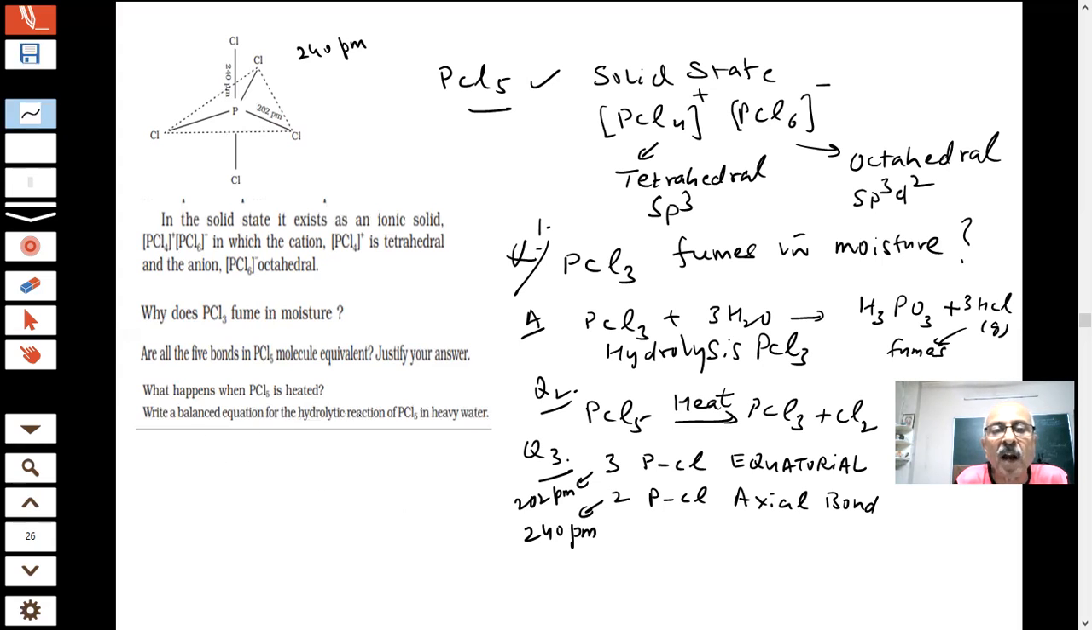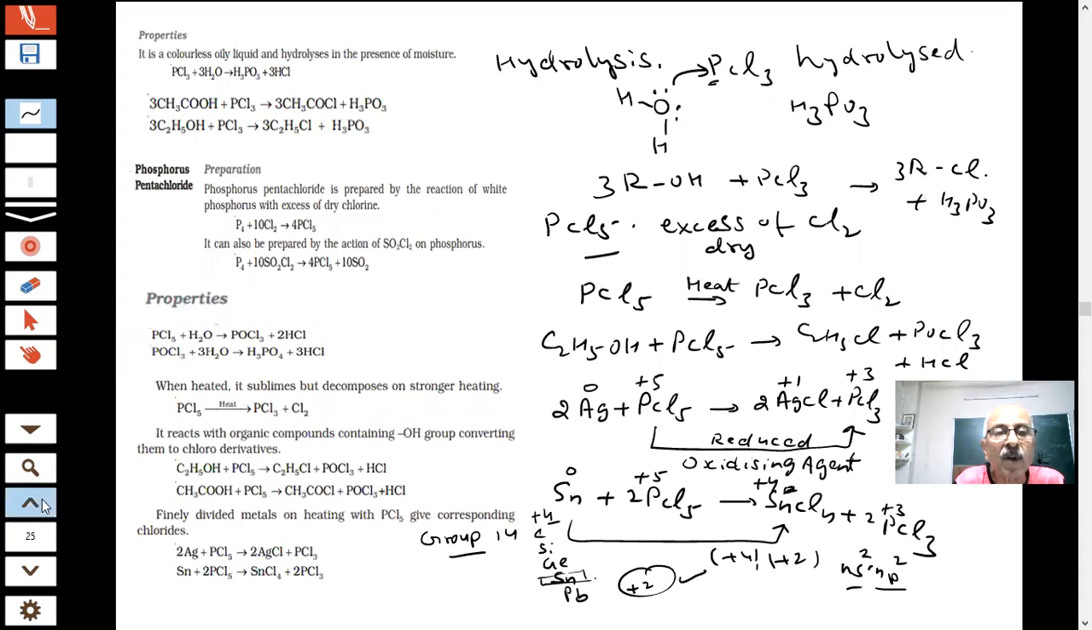Write a balanced equation for the hydrolytic reaction of PCl5 in heavy water. What is heavy water? D2O. We have the reaction of PCl5 with H2O. Now we are using heavy water, D2O, instead.